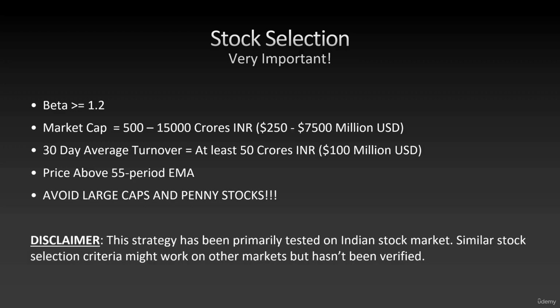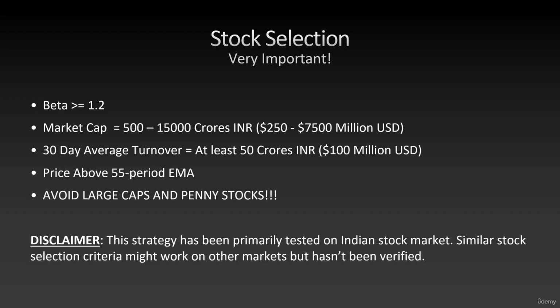Based on the backtest that I have, 1.2 is a good number, and stocks having a beta of 1.2 or higher are ideal candidates for this particular strategy. Second thing, market cap. Market cap of the stocks in Indian context should be somewhere in 500 to 15,000 crores, and a US equivalent for this would be 250 to 7,500 million USD. So this should be the market cap for this strategy.